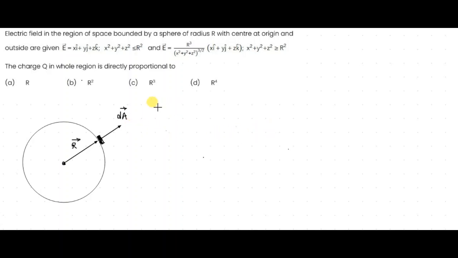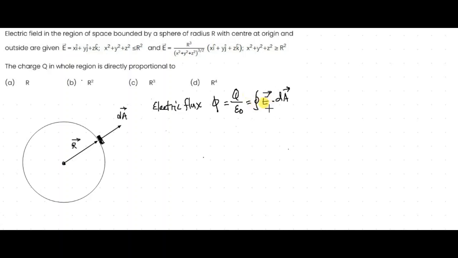Let me show you that electric flux phi, which we say is charge upon epsilon 0, comes out to be the integral of electric field into dA. This is my Gauss law. Using this Gauss law, we will be able to calculate the value of q if we know the value of E.